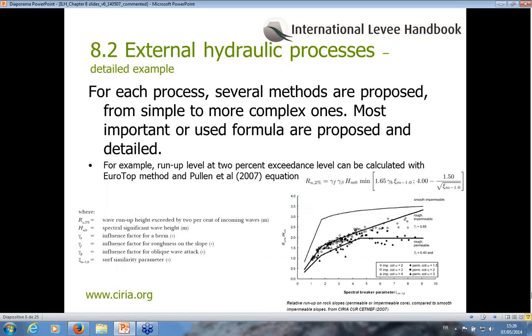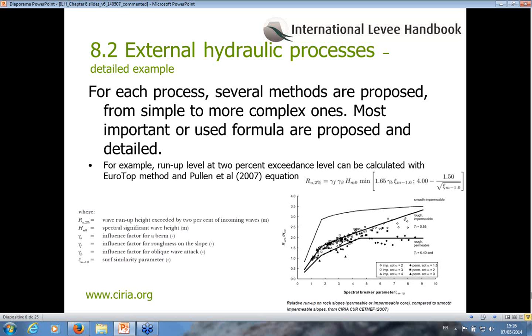On this slide, we can see an example of a specific formula to evaluate the run-up height exceeded by 2% of incoming waves according to the recent EurOtop method. Subsection 8.2 also gives elements related to levee slope resistance according to overflow discharge.